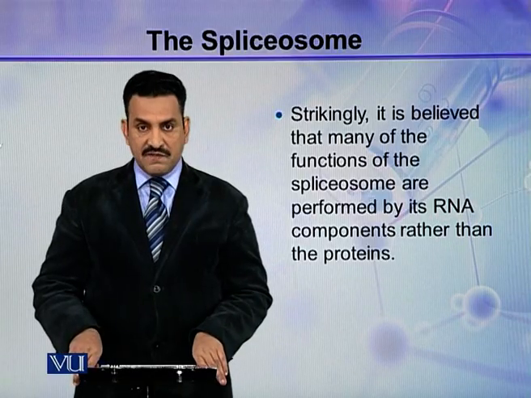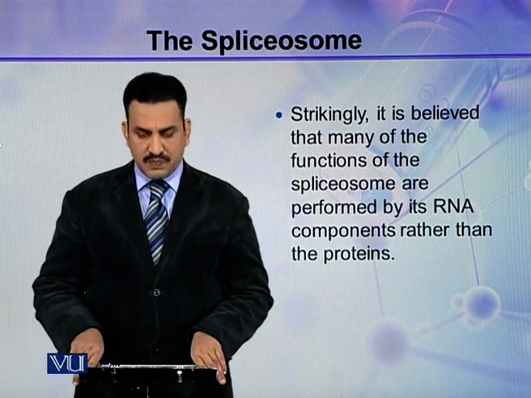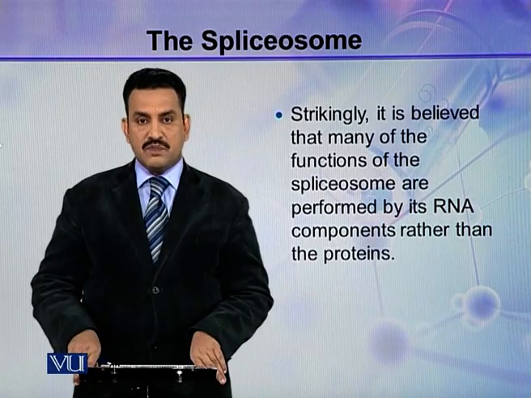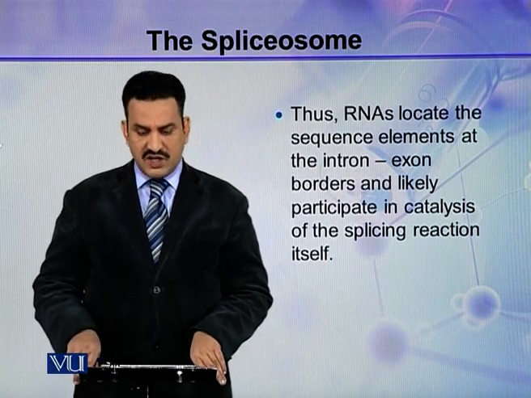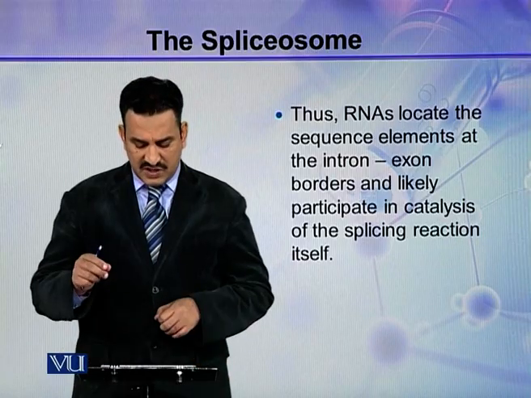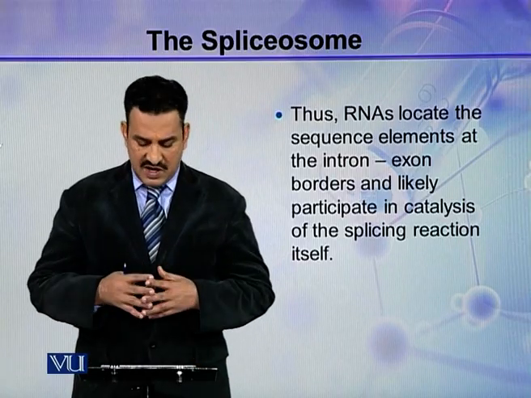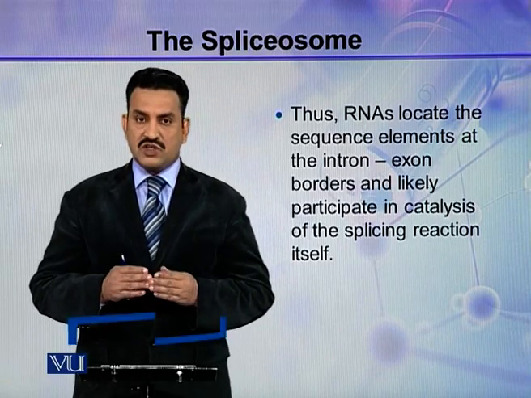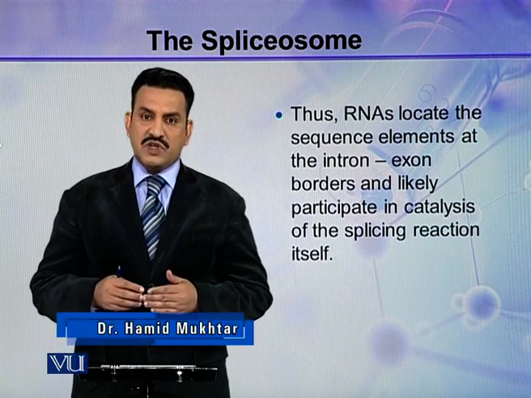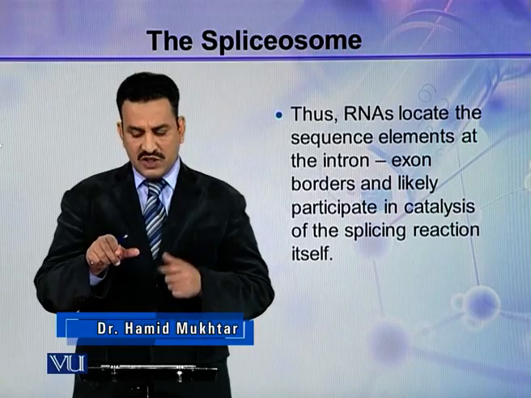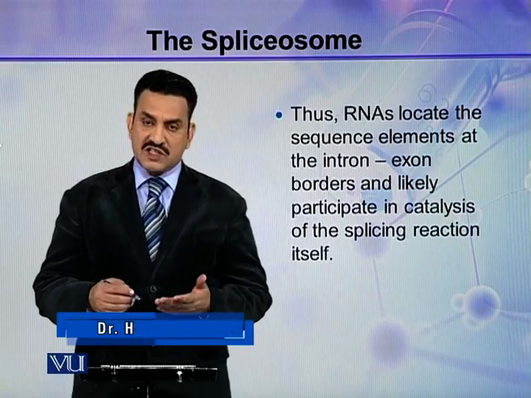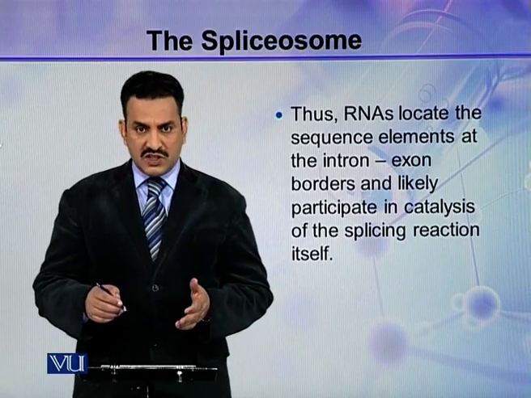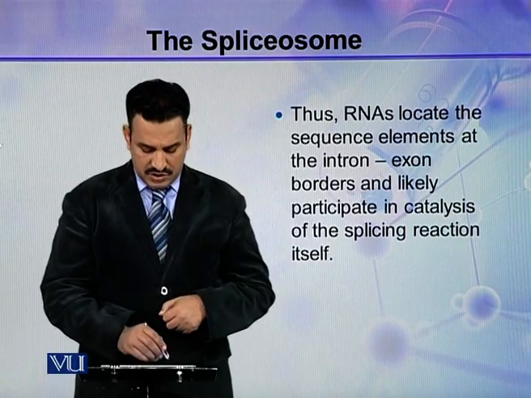Strikingly, it is believed that many of the functions of the spliceosome are performed by its RNA components rather than the proteins. Thus, RNAs locate these sequence elements at the intron-exon borders and likely participate in the catalysis of the splicing reactions itself. So, these are the RNAs which identify the sequences where the splicing should take place, and then catalysis is also controlled by these RNAs.